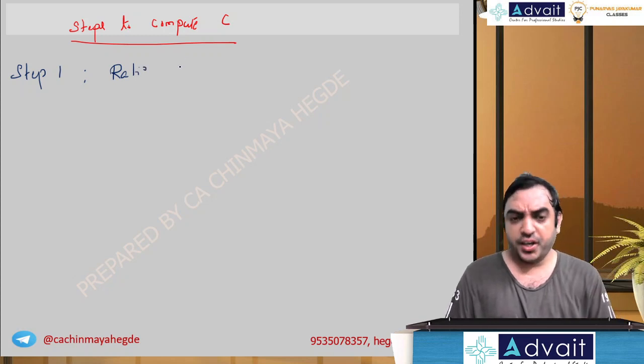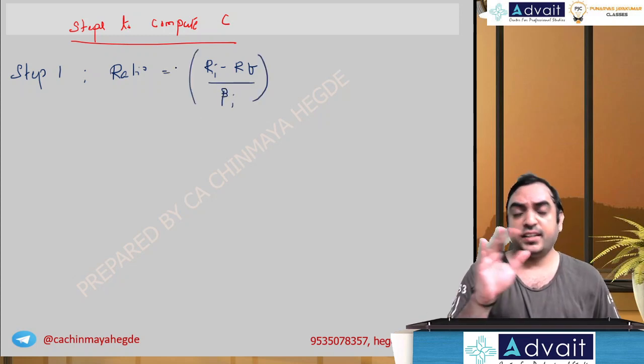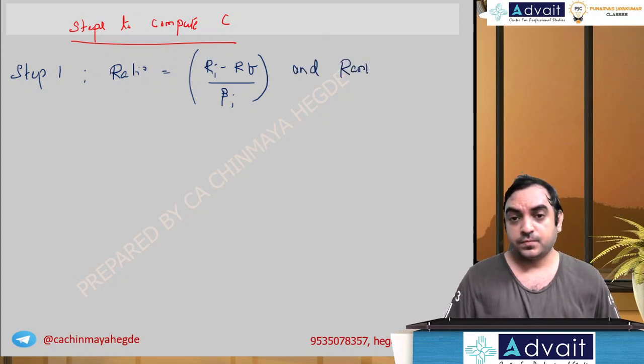What ratio? Already told you, right? Ri minus Rf divided by beta of a particular security. You calculate the ratio and rank them, from highest to least.